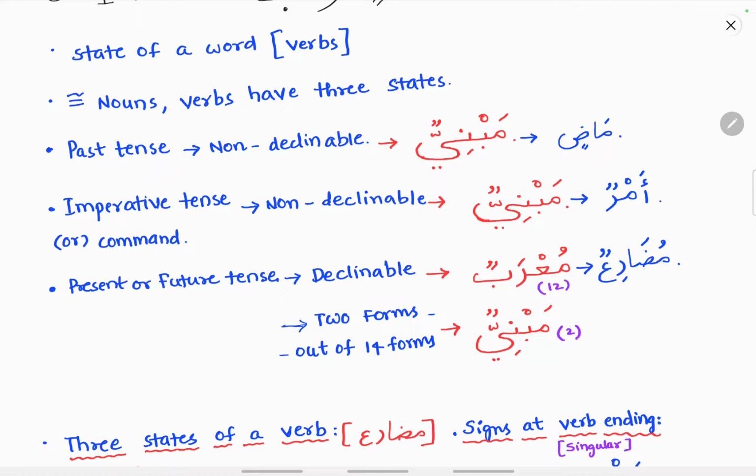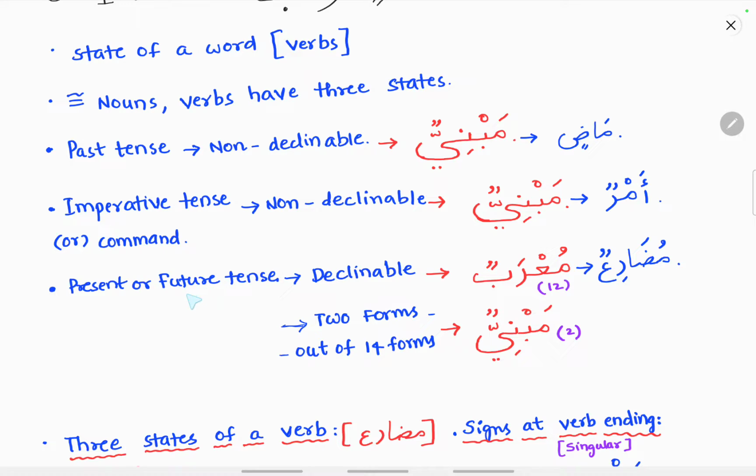If you see, the past tense is non-declinable, so it comes under the category of mabni. That is fe'lul madi comes under the category of mabni, that is non-declinable. Now the imperative tense or the command verb is also non-declinable, that is fe'lul amr is also mabni. That means it does not show any change in its case ending, in its word ending.